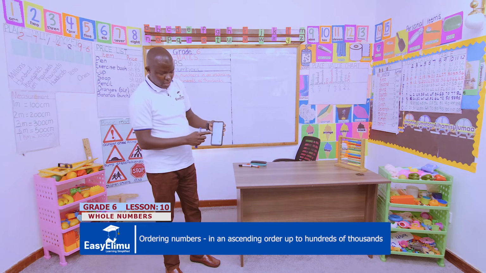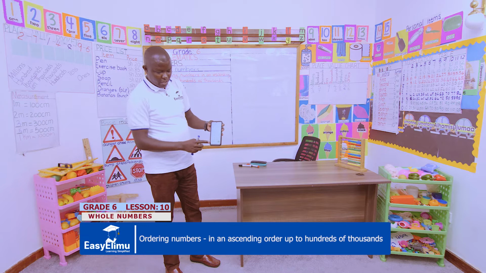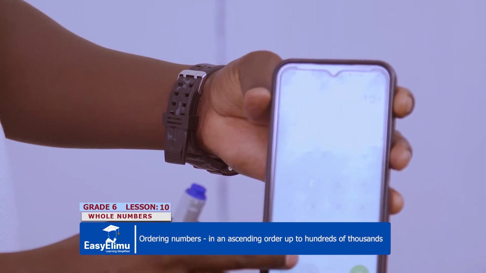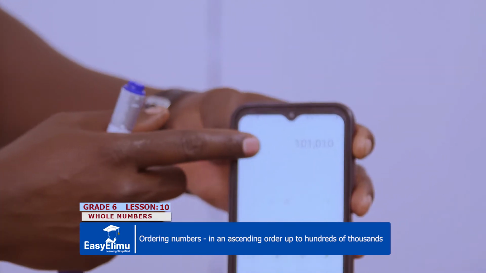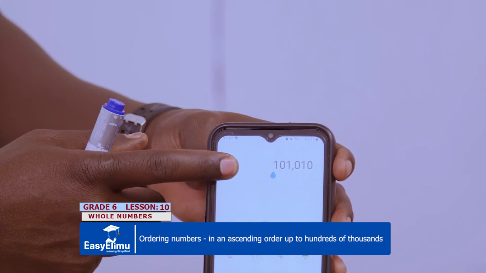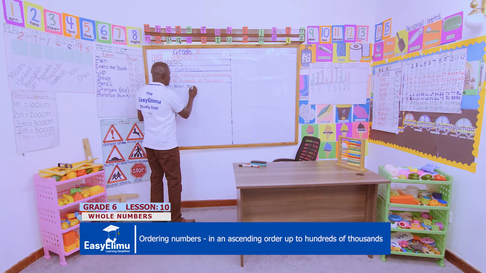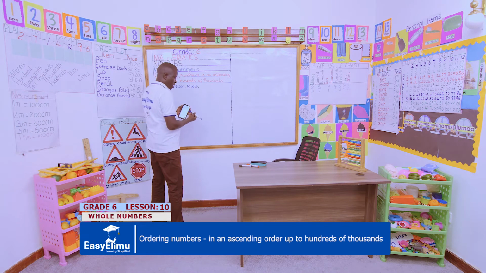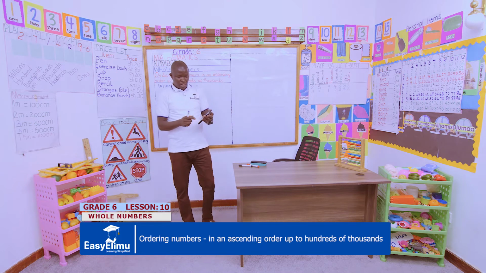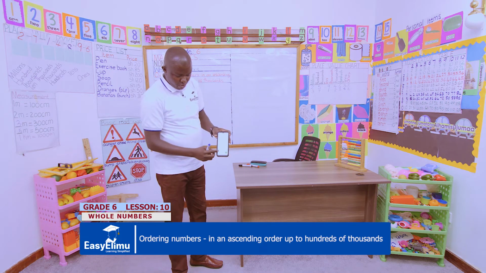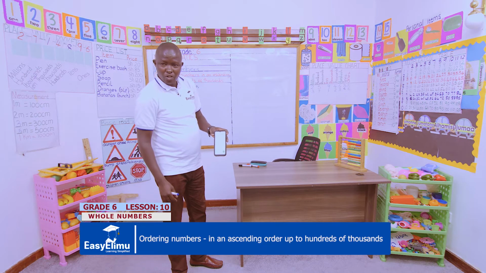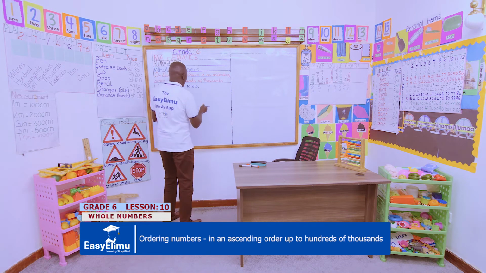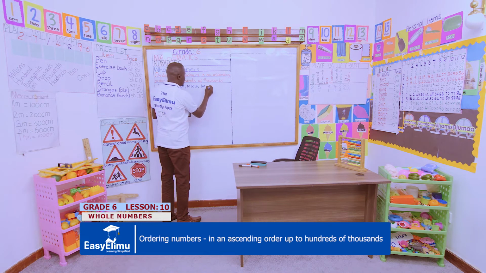Again, clear those ones and key in another one, 101010. These are just numbers that you find in your calculator icon. Write it down also. That is the third number that we have keyed in. You can also key in the fourth one. The fourth number will be 100011. That is also another number that we have keyed in. It is also different in each digit.